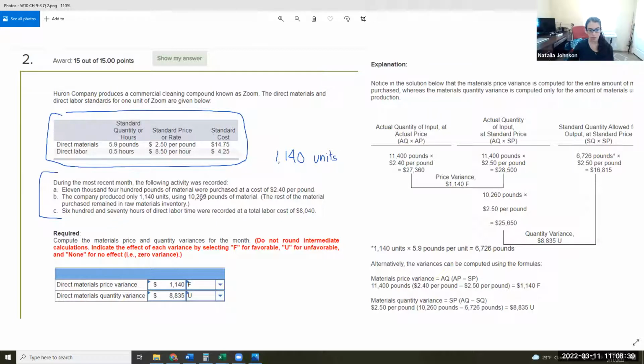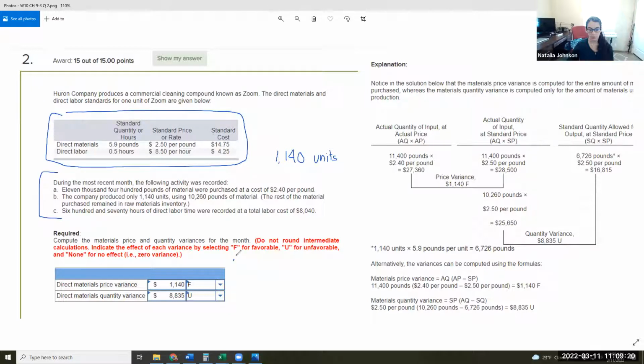And then, using 10,060 pounds of material, 670 hours of direct labor time were recorded at a labor cost of $8,040. So the direct materials price variance first. Okay, the price variance is the first column and the second column of the pitchfork. So actual price times actual quantity minus actual quantity times standard price.